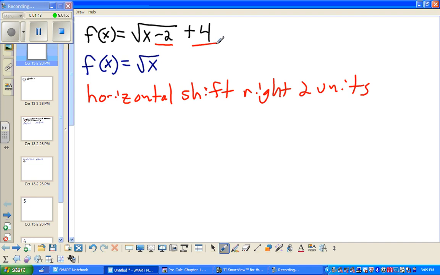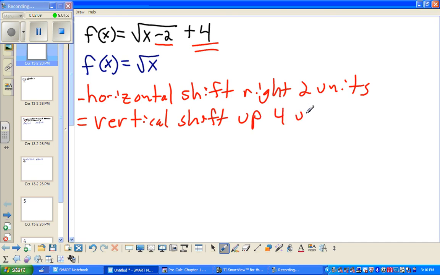And this plus 4 out here, well, that's going to give us a vertical shift because it's like adding 4 to our basic function, to the entire basic function. And when that value is positive, that's going to be a shift up. In this case, 4 units.